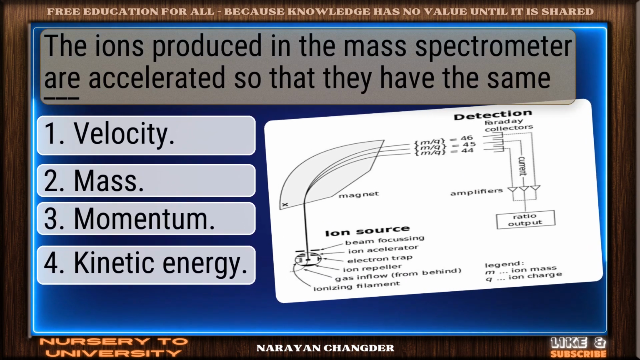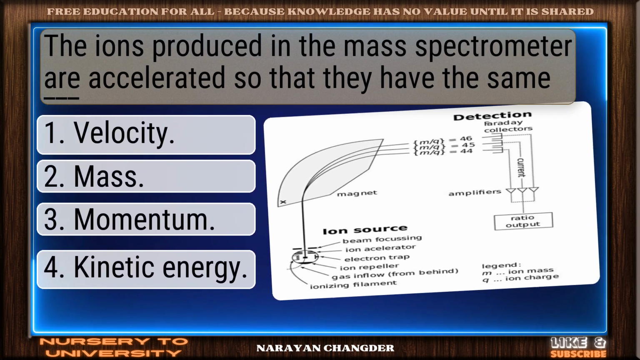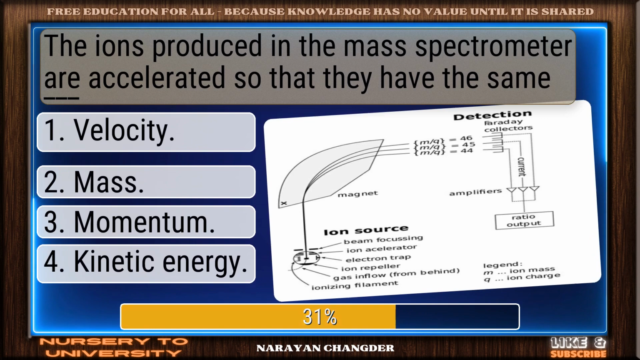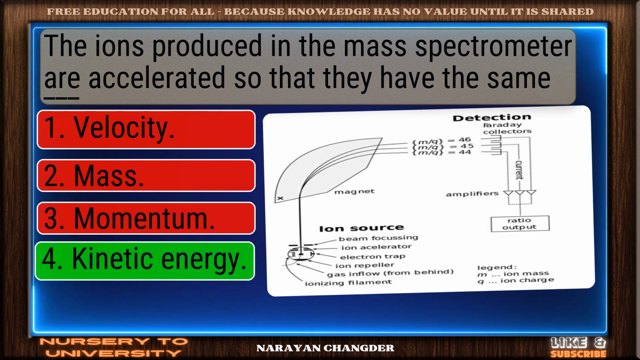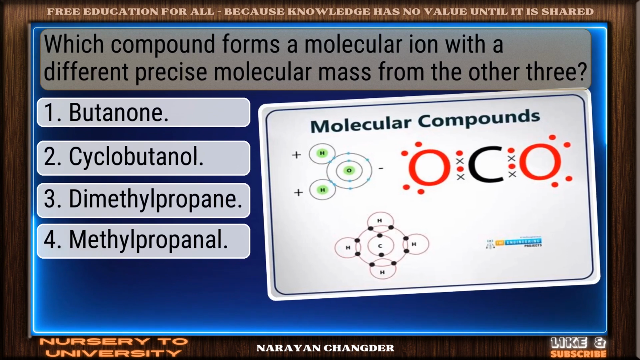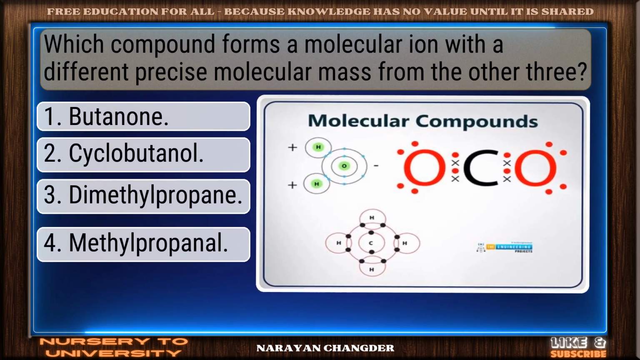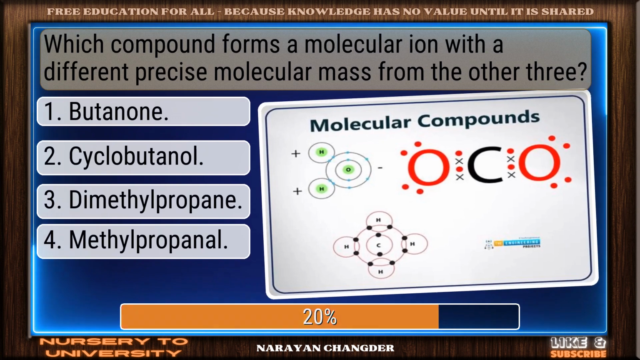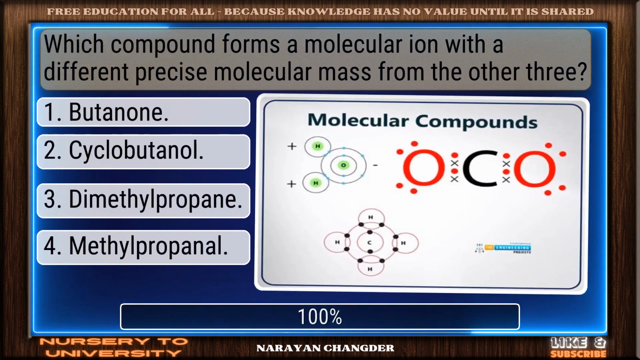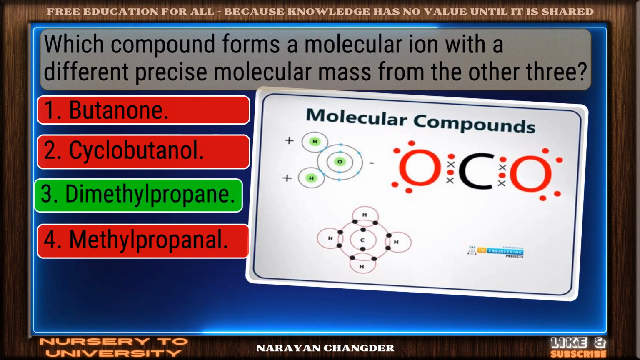The ions produced in the mass spectrometer are accelerated so that they have the same dash. Bravo! Kinetic energy is the answer. Which compound forms a molecular ion with a different precise molecular mass from the other three? Right again. Dimethylpropane is a valid answer.